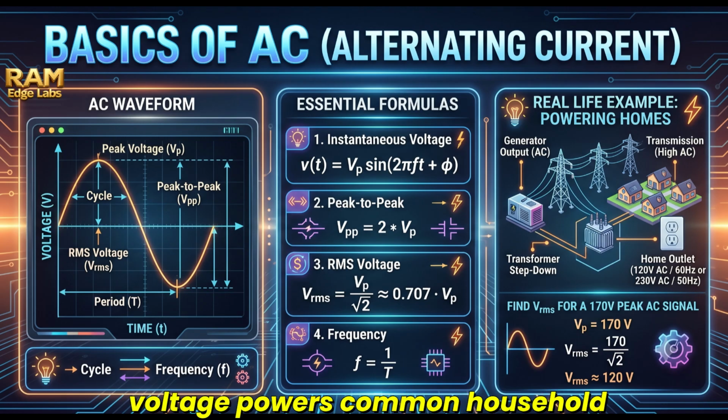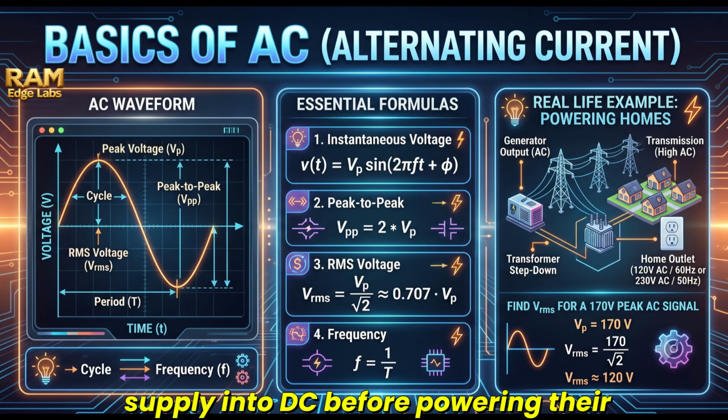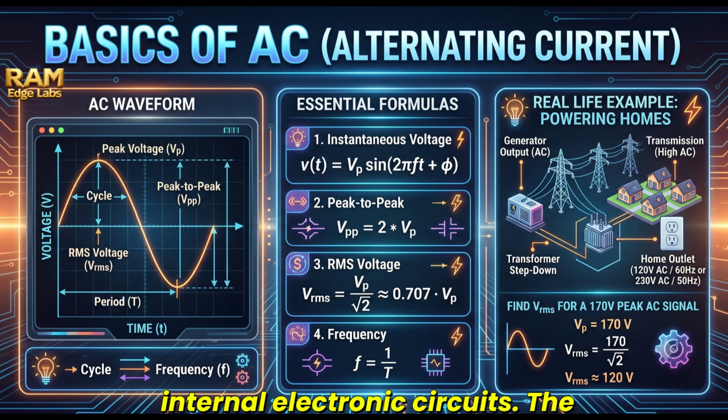This alternating voltage powers common household appliances such as fans, lights, refrigerators, washing machines, televisions, air conditioners, and microwave ovens. Most modern electronic devices, such as mobile phone chargers, laptops, and televisions, first convert the AC supply into DC before powering their internal electronic circuits.